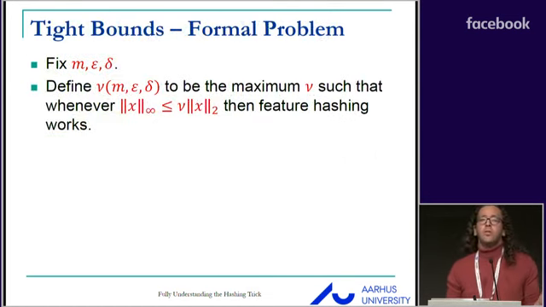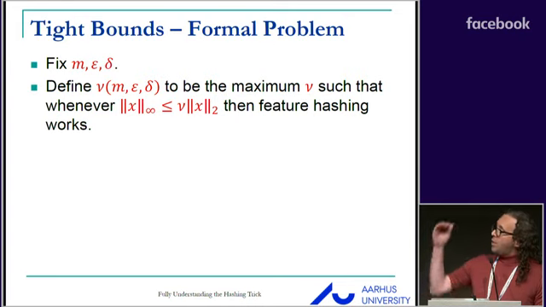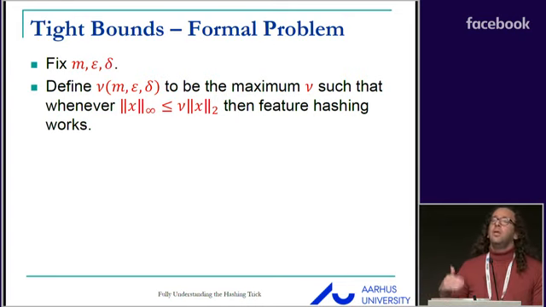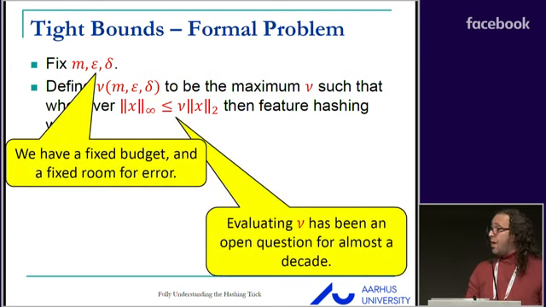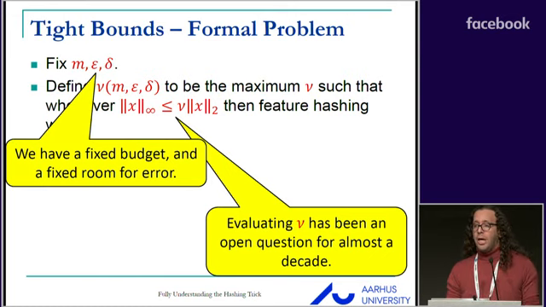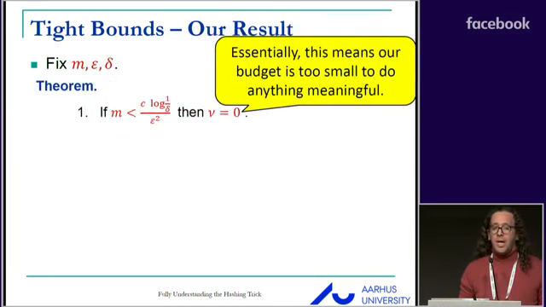Formally, suppose we have a fixed budget and a fixed room for error. We define by nu the best ratio, the largest ratio, between the L infinity and the L2 norm, such that for vectors attaining this ratio, we get good guarantees from feature hashing. So evaluating this value nu was actually an open problem since the original feature hashing paper in 2009. We resolved this problem by presenting tight bounds on nu.